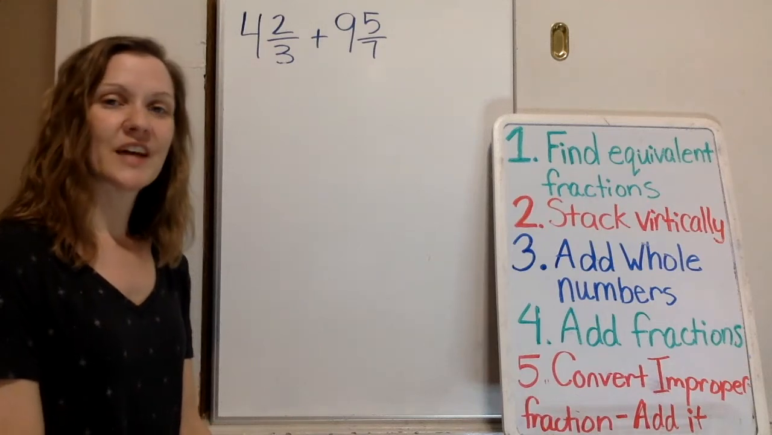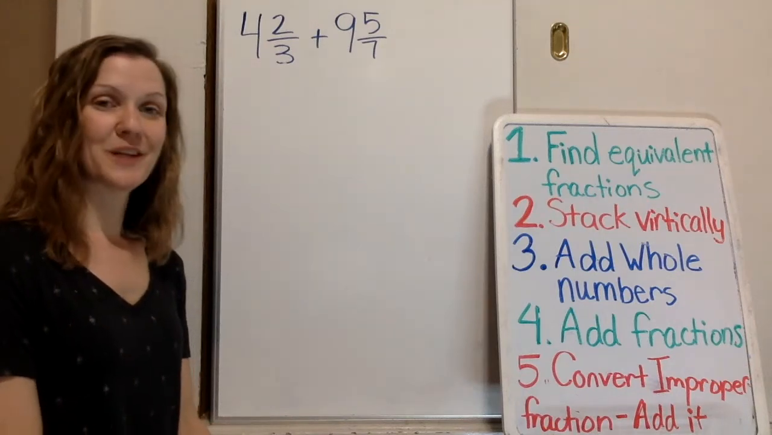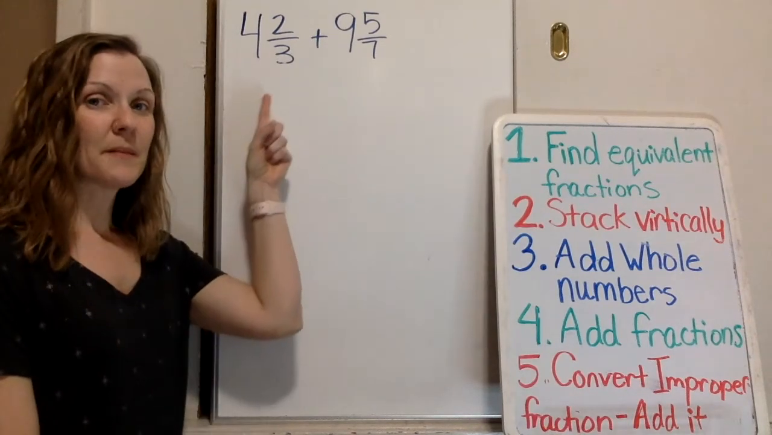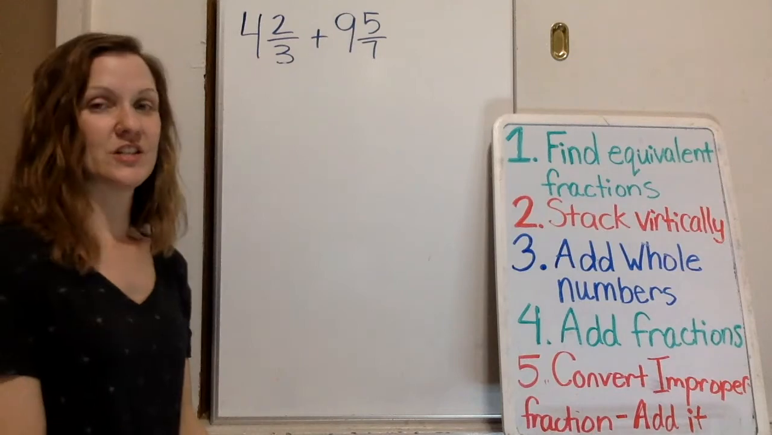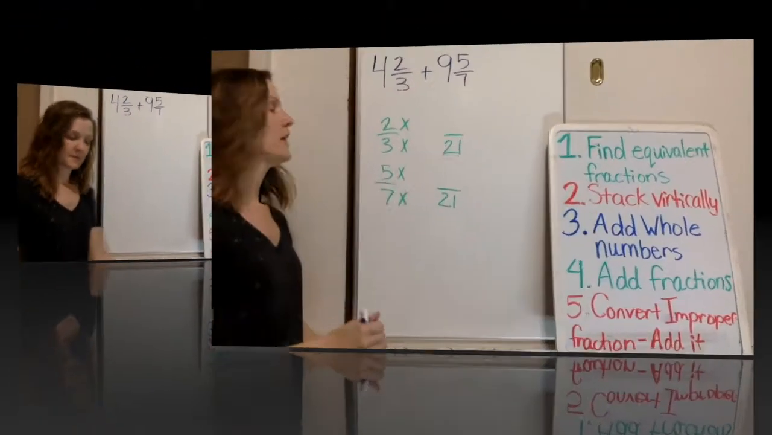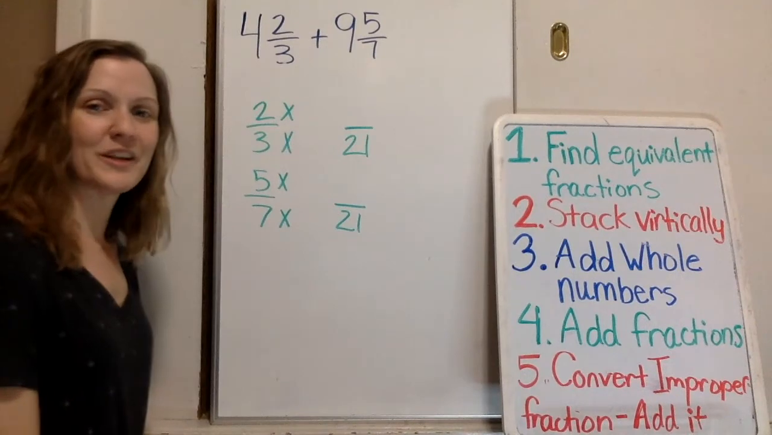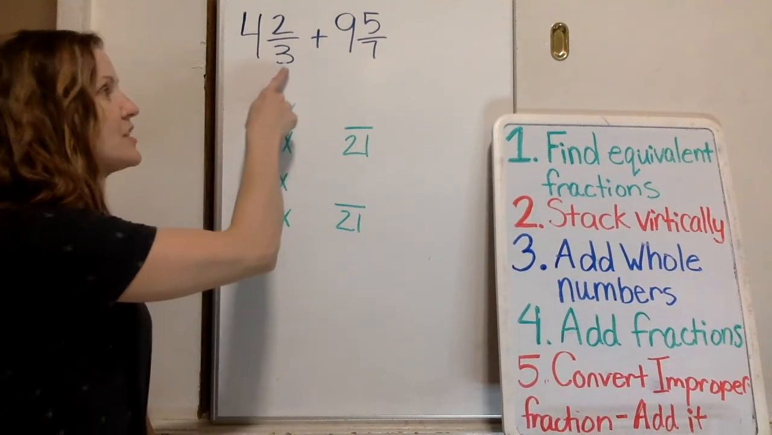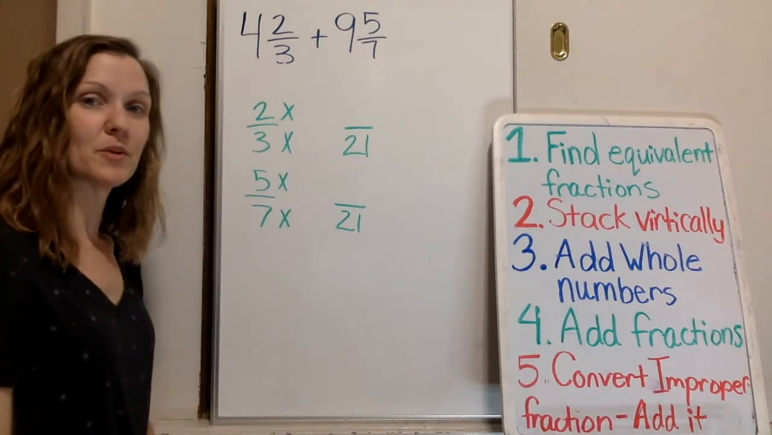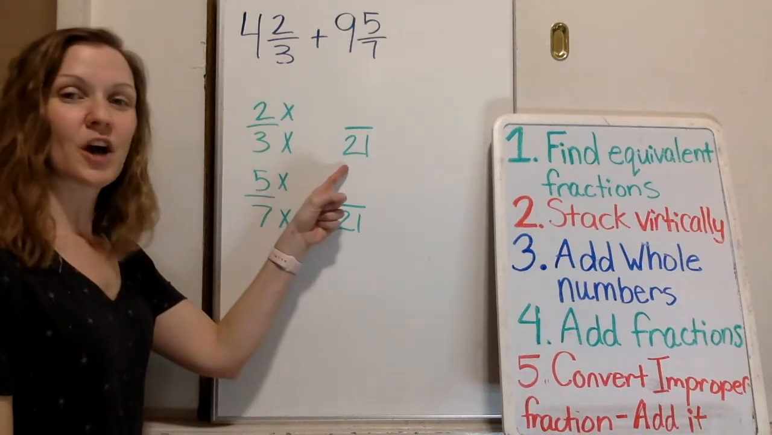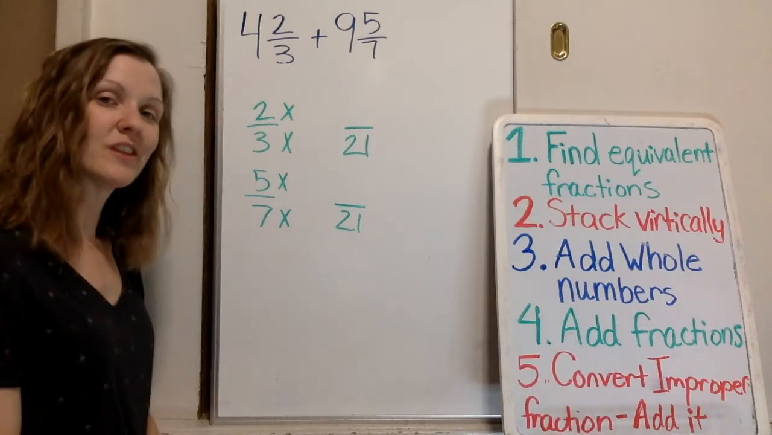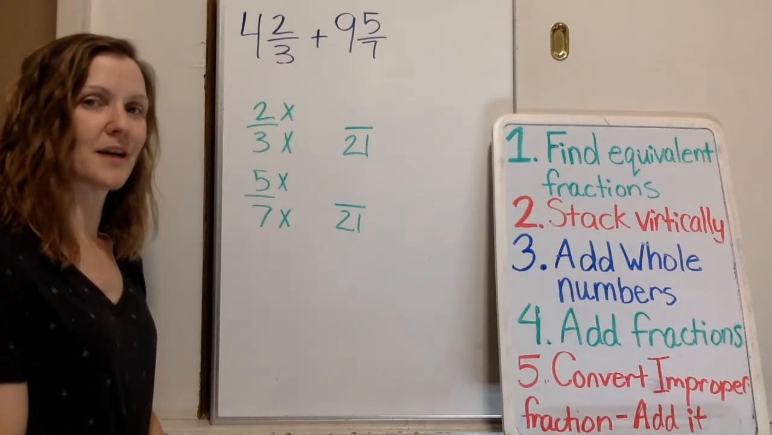So first you have to ask yourself if they have the same denominator. If they do, you can skip step number 1. These two denominators, 3 and 7, are different, so I need to do the first step, which is finding equivalent fractions. To find the equivalent fractions for these two fractions, I would skip count by 3 and 7 to find the least common multiple. I know that the least common multiple is 21, so I'm going to turn both of these fractions into equivalent fractions that have 21 as the denominator.